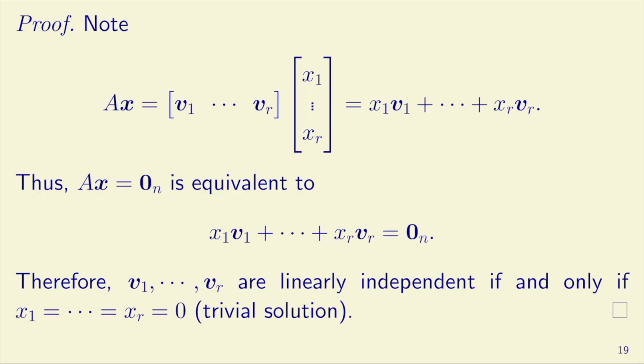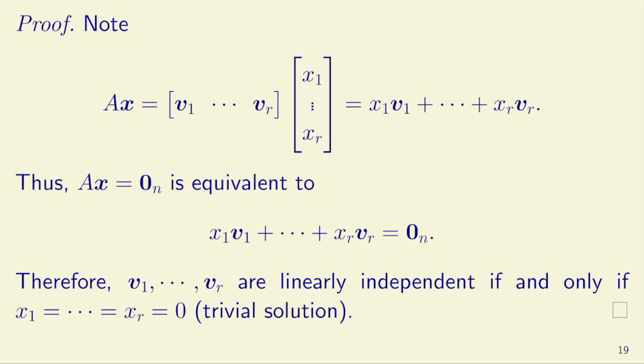Oh, I see. So the equation Ax equals the 0 vector is equivalent to saying x1 v1 plus x2 v2 plus and so on plus xr vr is equal to the 0 vector. Precisely.